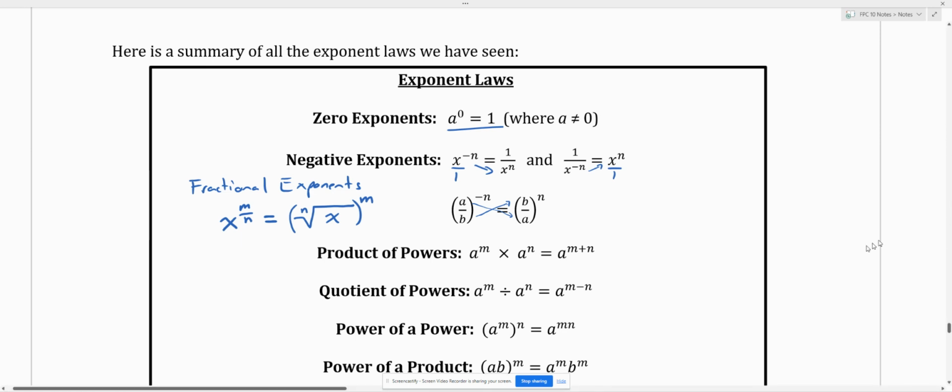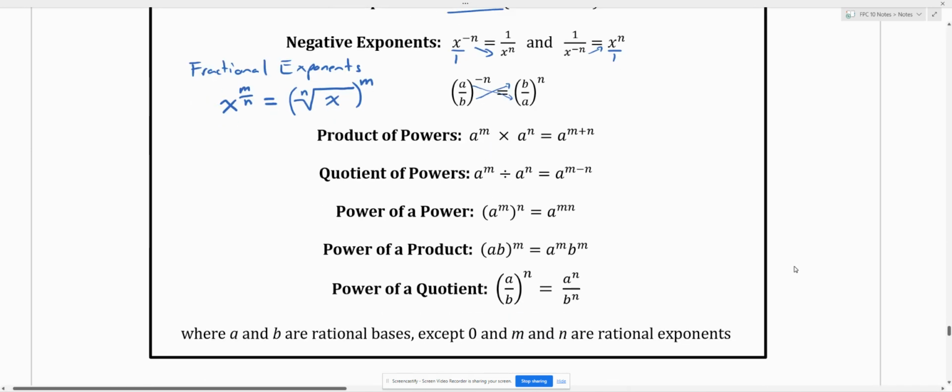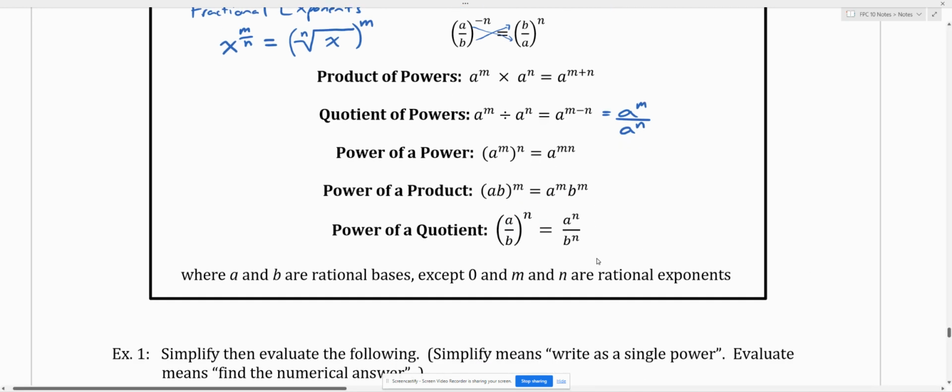And then all the ones we've basically had from Math 9. So we had our product law where we add exponents. Then we had the quotient where we subtract. Again, make sure you recognize that this can also be written, and more commonly, as fraction notation. Power of a power, and then we could have a power of a product and a power of a quotient. All of those we've been working with a lot, and you should feel pretty comfortable with.